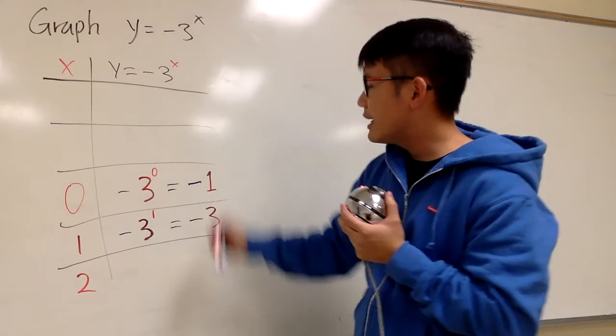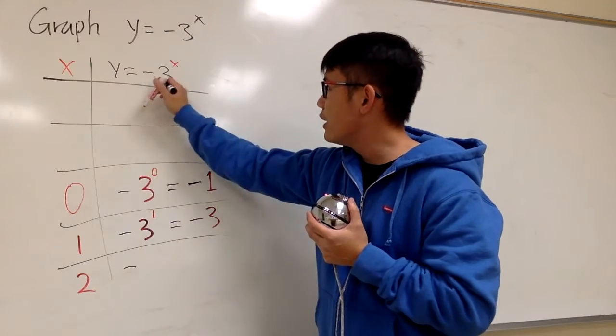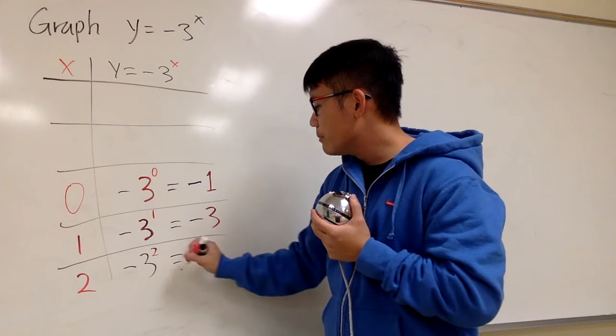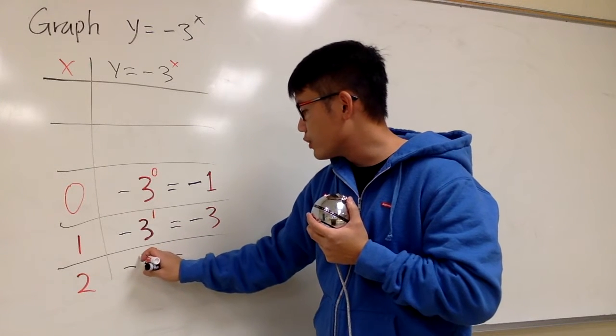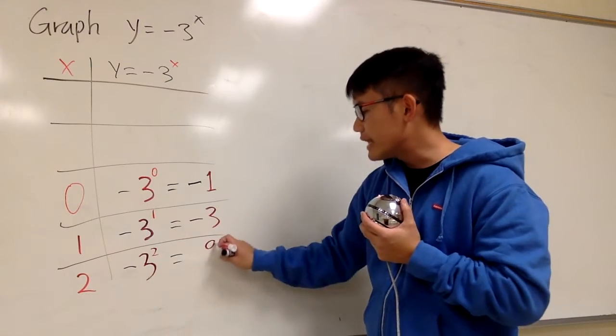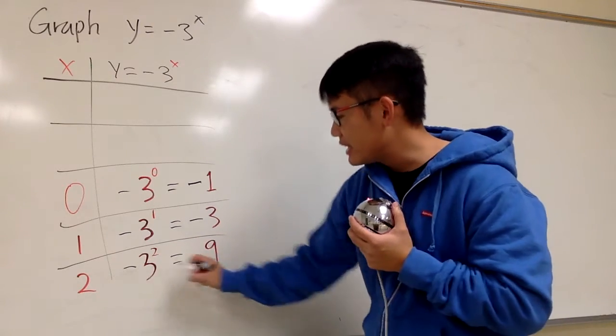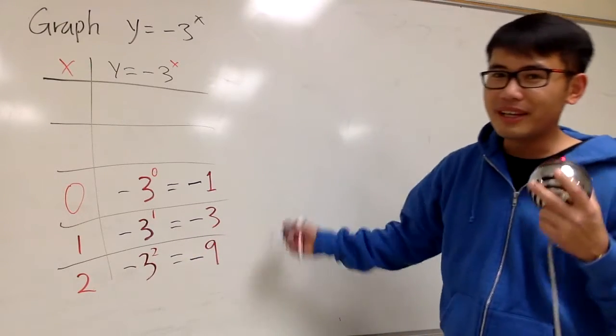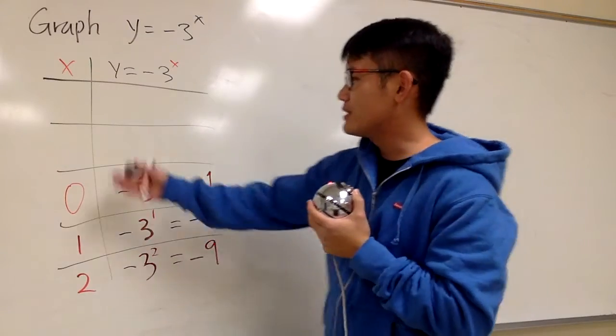Plugging 2 into this x, we will have negative 3 to the second power like this. And then be sure you know that the second power is only good for the 3, right? So 3 to the second power is 9, and we maintain this negative sign right here. So negative 9 altogether. And then you just pick some negative x values.